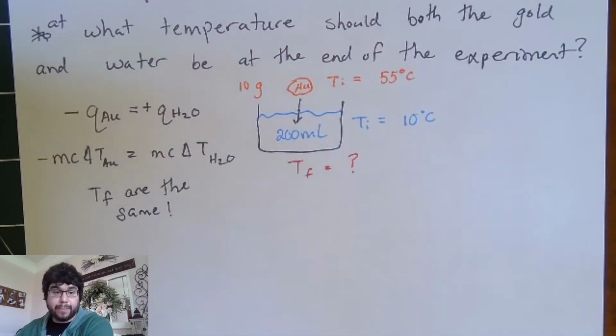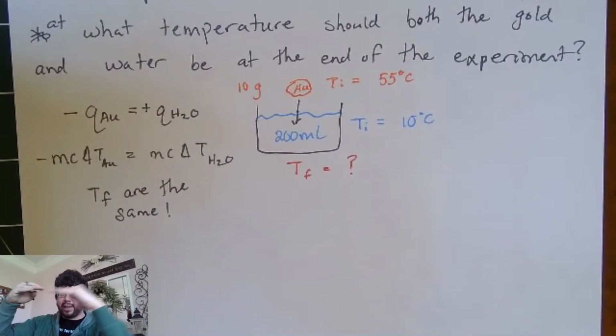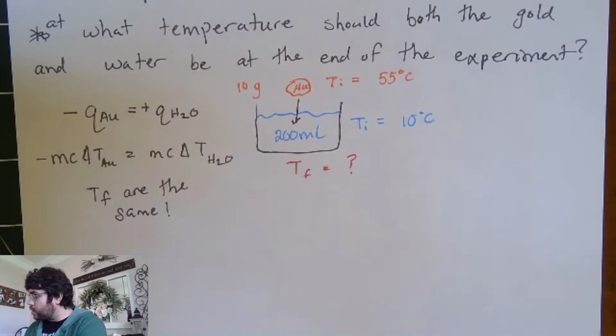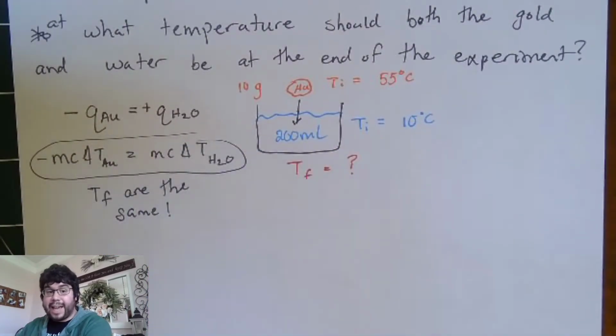They have to be the same. That's how heat works. When the hot thing goes in the cold thing, the hot thing's got to cool down, and the cold thing's got to heat up, and they've got to reach the same temperature. So we're going to make use of this equation, and TF is going to be the same on both sides, and we can do the algebra to figure it out. Let's go ahead and do that.